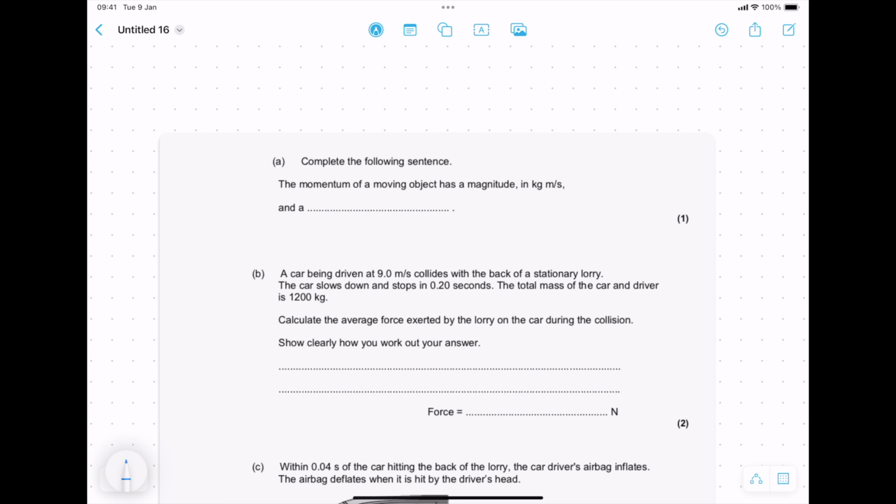So let's take a look at the first statement to begin with. Complete the following sentence: the momentum of an object has magnitude in kilograms meters per second and a direction. Now, why have I put that?